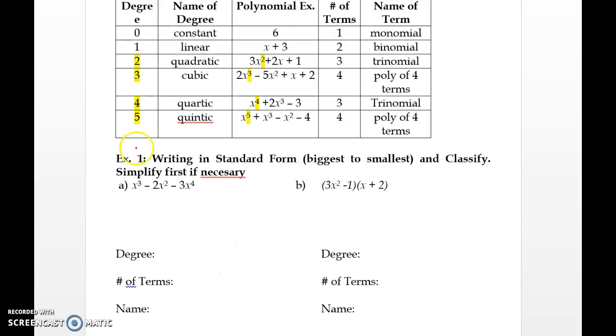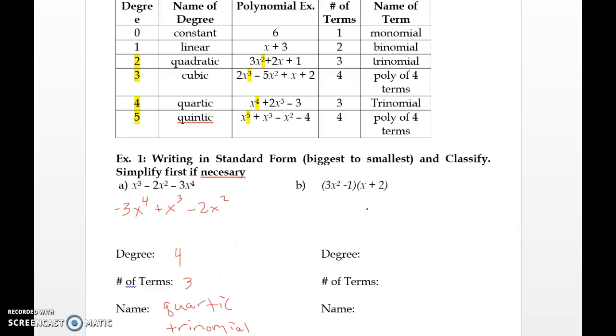So example A, x cubed minus 2x squared minus 3x to the 4th. We have to put this in standard form first, always. So I can rewrite this as negative 3x to the 4th plus x cubed minus 2x squared. My degree, my highest number is 4. I have 3 terms. So I would call this a quartic trinomial. Right, quartic for a 4th degree, trinomial for 3 terms.